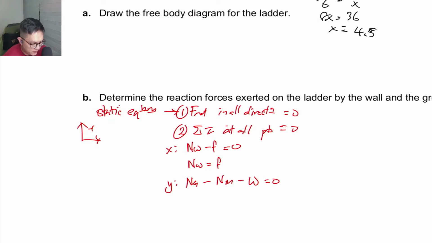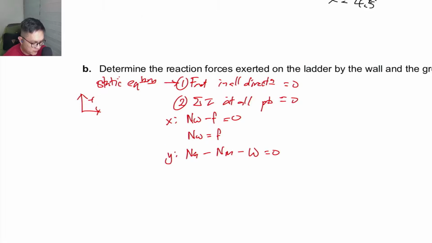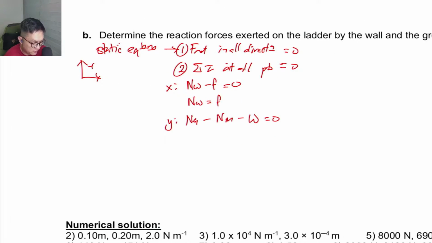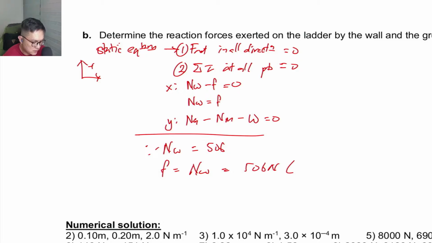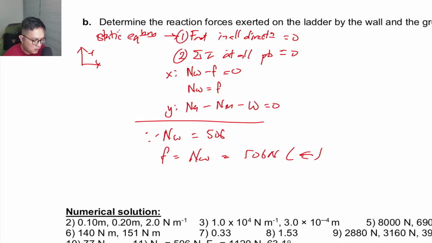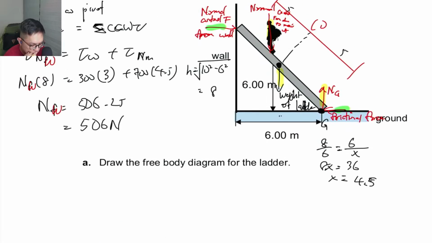Now we can come to this equation here. We have N wall equals F. Because N wall is equal to 506, that means F is equal to N wall, which is equal to 506 newtons as well. But this is to the left. Then what else can we do? What else could we find?